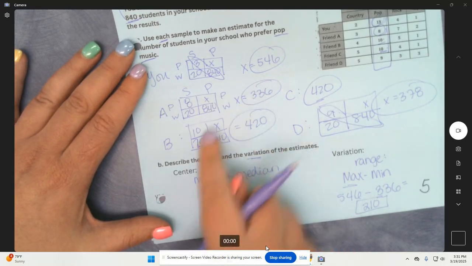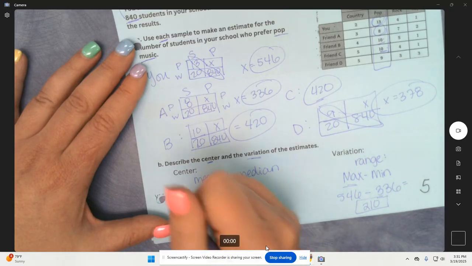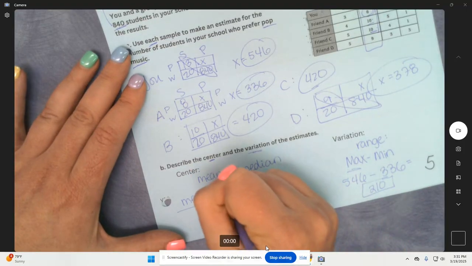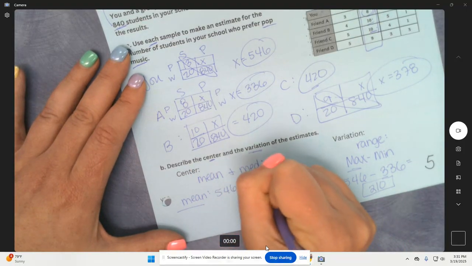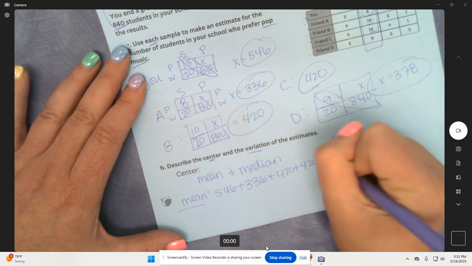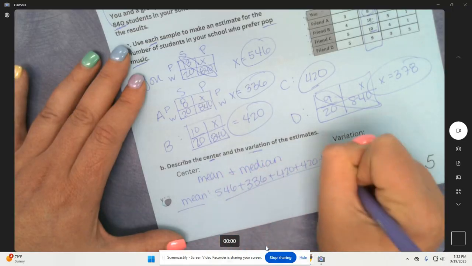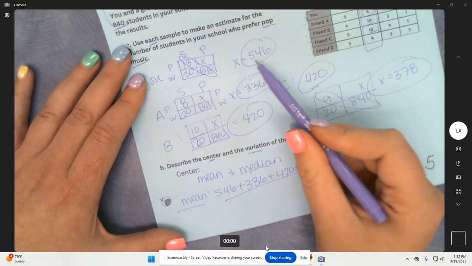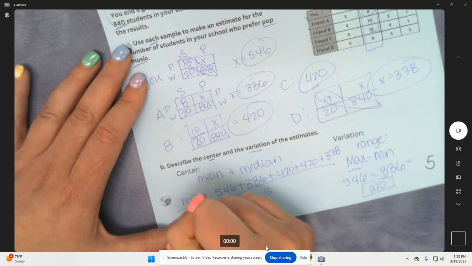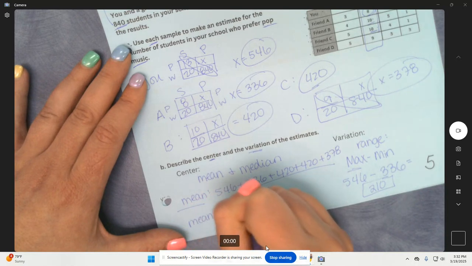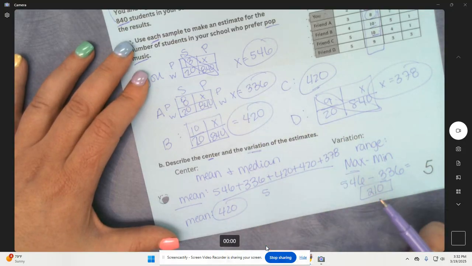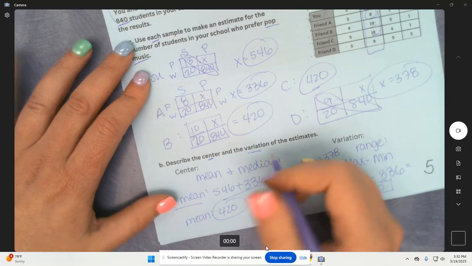Now we want to find the mean between the 5 different samples and the median. So the mean, remember, when we find the mean, we want to add up all the numbers. So we're going to add up the prediction from each sample. And then we're going to divide it by how many numbers that we have, which is a total of 1, 2, 3, 4, 5. So when I divide that, I get a mean of 420. So on average, we can predict that 420 students would like pop.